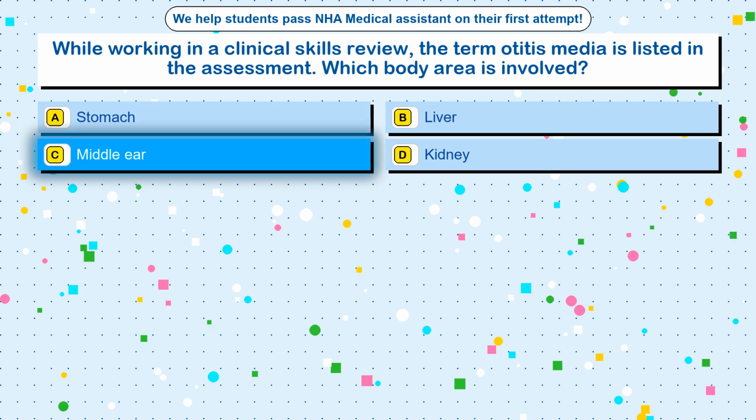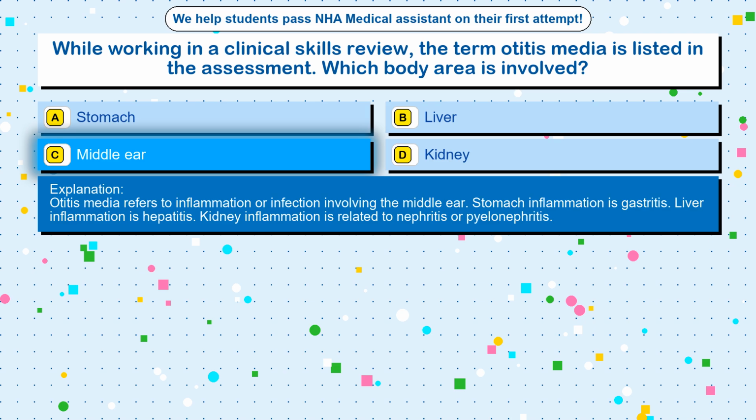The correct answer is option C, middle ear. Otitis media refers to inflammation or infection involving the middle ear. Stomach inflammation is gastritis. Liver inflammation is hepatitis. Kidney inflammation is related to nephritis or pyelonephritis.